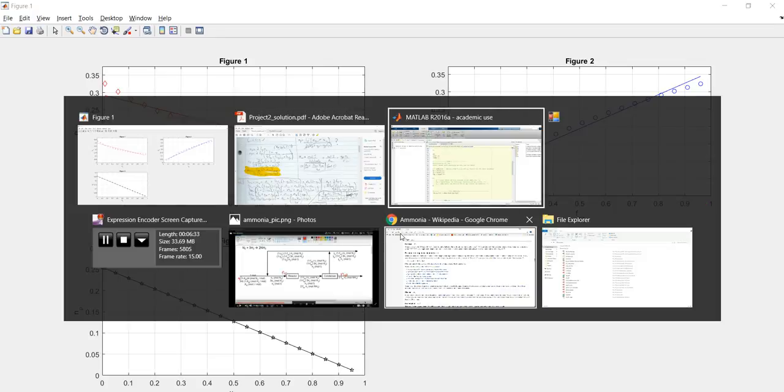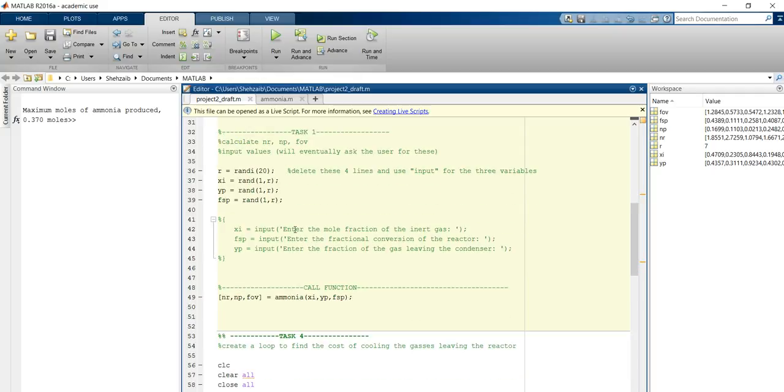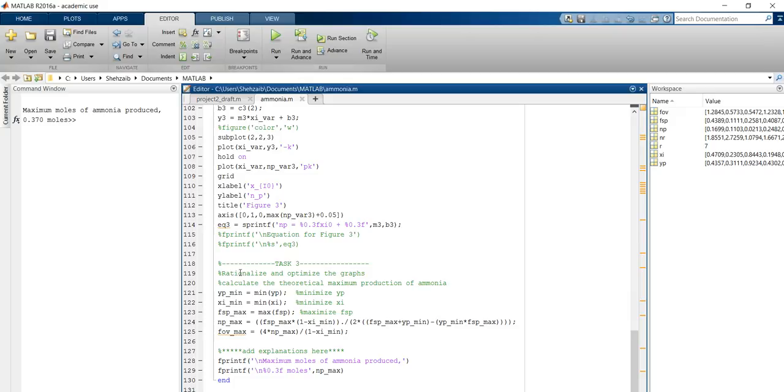So in order to find the highest number of moles of ammonia produced, we go back to our code. Right here, this is task 3, where we use the minimum value for YP entered by the user, the minimum value for Xi entered by the user, and the maximum value of FSP entered by the user, and we find the maximum number of moles of ammonia that it would theoretically produce based off of our equations.